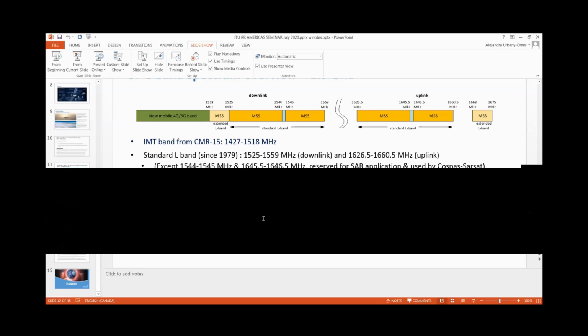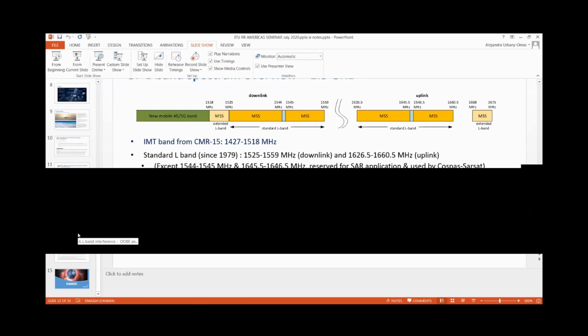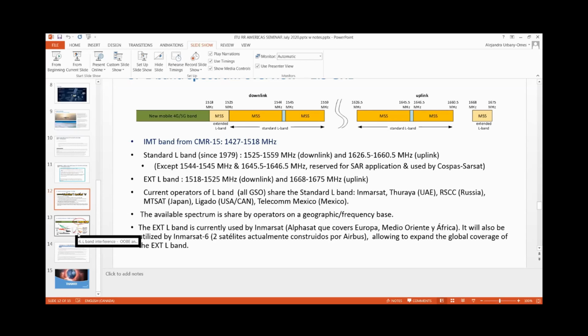The extended L-band is currently used by Inmarsat. We have Alphasat that covers Europe, Middle East, and Africa. And the next, Inmarsat-6, will allow us to expand the global coverage of the extended L-band. So our comment here is that if IMT is going to operate below 1518, it could cause harmful interference to the standard L-band.